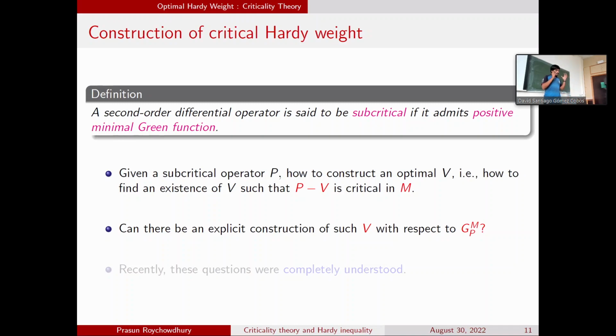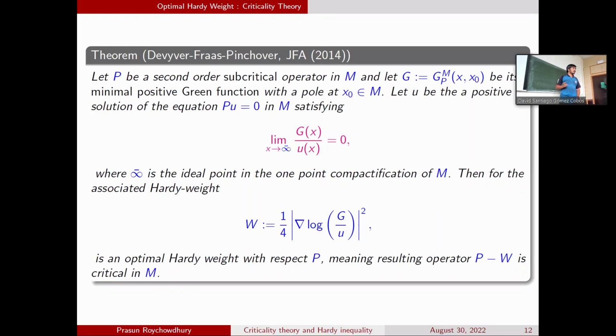The question is, is there any method to calculate that W? The W I'm talking about is, as I mentioned earlier, such that P minus W is a critical operator. So is there any method to construct that W for which P minus W will be critical, so that further improvement is not possible? Is there any recipe? That is the question. And actually, not recently, maybe 8 years ago, these questions were understood completely. In the work of Devyver, Fraas, and Pinchover, they gave a method to find that weight. So if G is the Green's function and u is some solution on the manifold that satisfies these limiting conditions, then from this theorem we can see this W is that critical weight, the optimal Hardy weight.